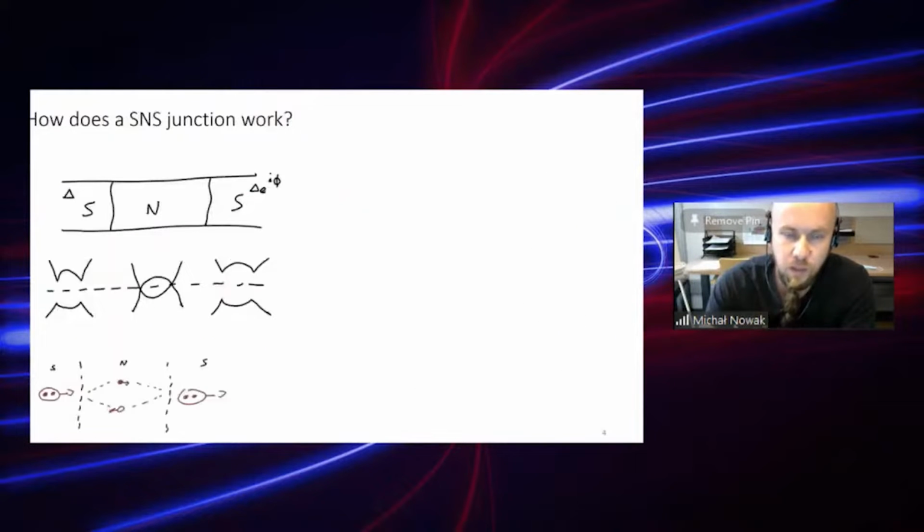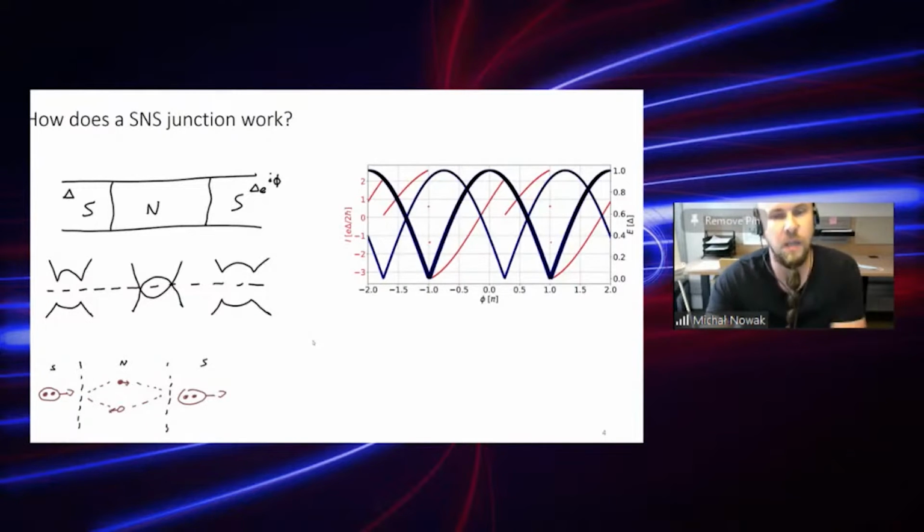So the SNS junctions are a bit different as compared to ordinary SIS junctions, because now between the superconductors we have a piece of normal material, and of course there are available states for electrons. Now the transfer of Cooper pairs between the superconductors happens by pairs of electrons and holes that bounce between the superconducting electrodes, creating so-called Andreev bound states. The energy of those Andreev bound states is controlled by the phase difference between the superconductors.